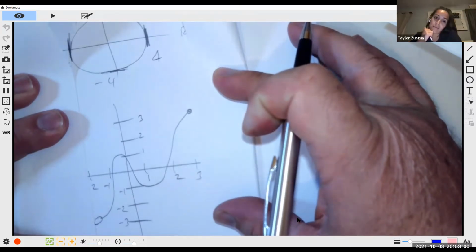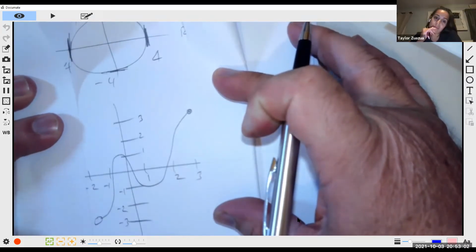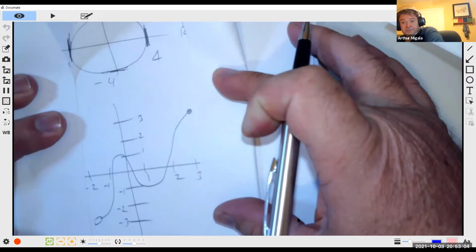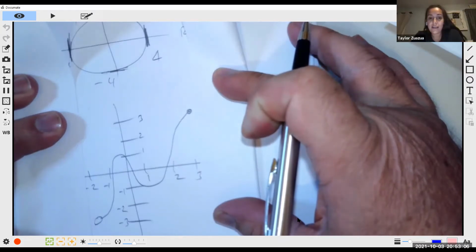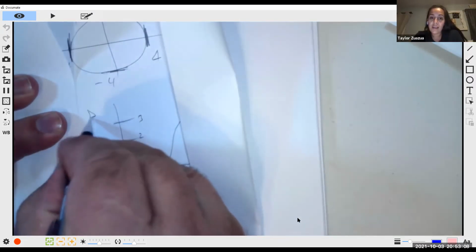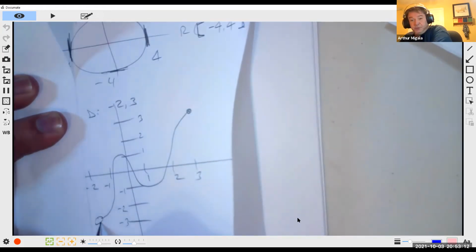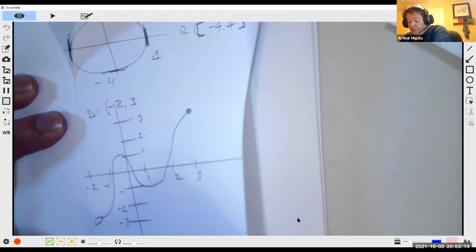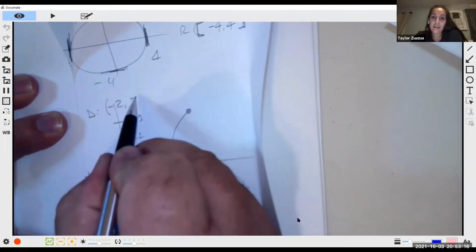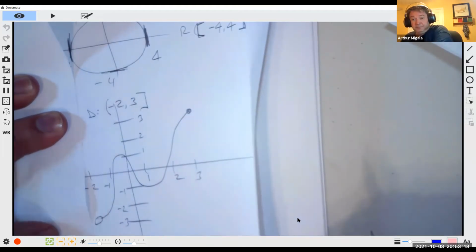Yes, so your domain is from -2 to 3. Right, I see it, -2 to 3. It's an open circle, so it's a parenthesis, but it's a closed circle, so it's a bracket.